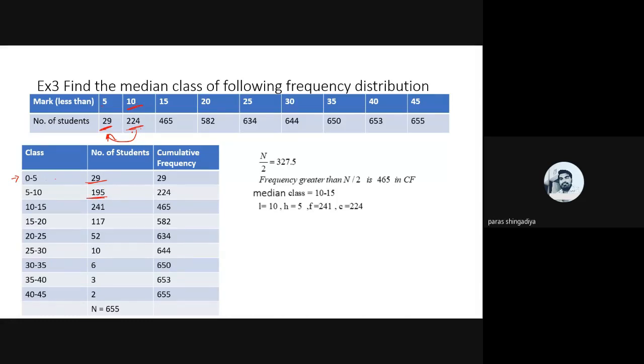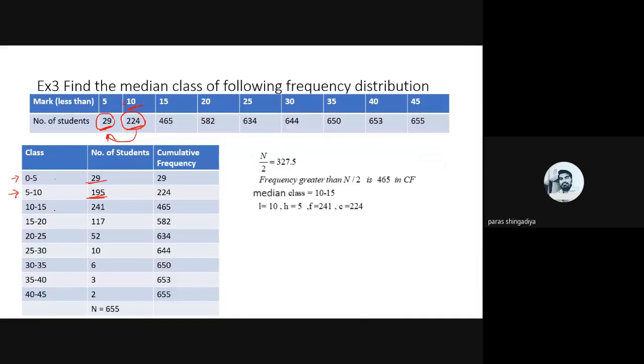Again, I repeat that here we derive the answer for the number of students in the interval 5 to 10. Up to 5, 29 students are given, and up to 10, that is less than 10, 224 students are there. We require the number of students who got marks in the range of 5 to 10. Clear? So that will be 224 minus 29, and that is 195.